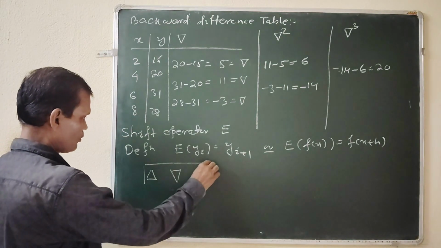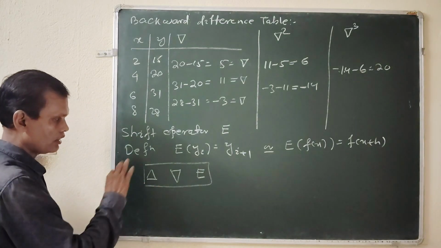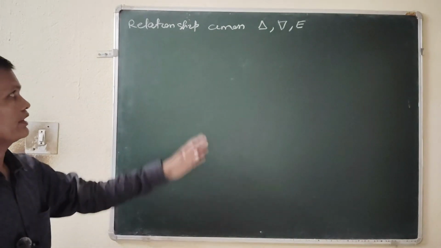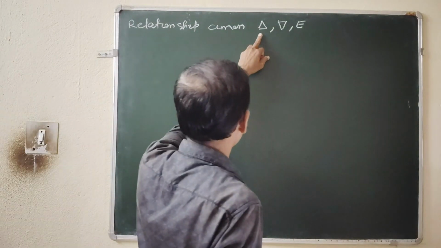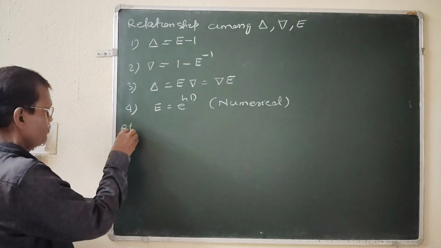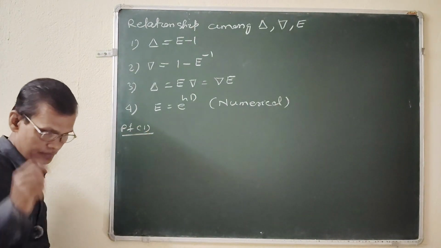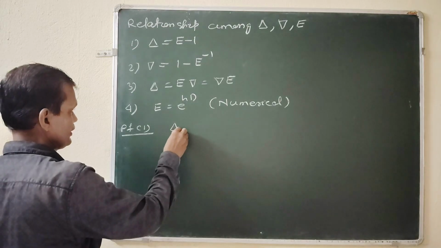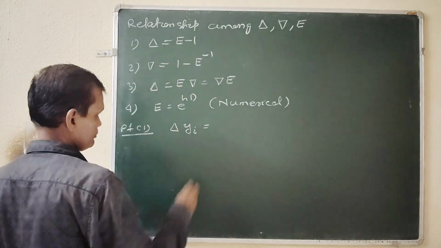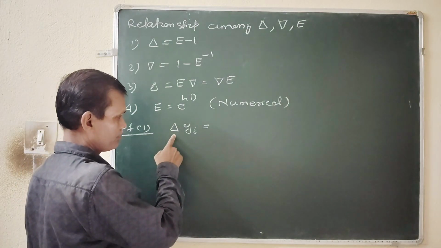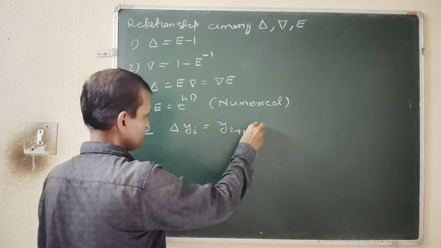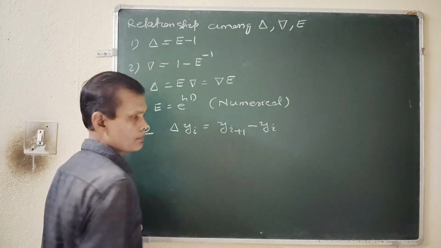Now our task is to discuss the interrelationship between these three operators: forward delta, backward delta and E. Proof of 1. We start with delta yi, which as per the forward difference operator is yi plus 1 minus yi.